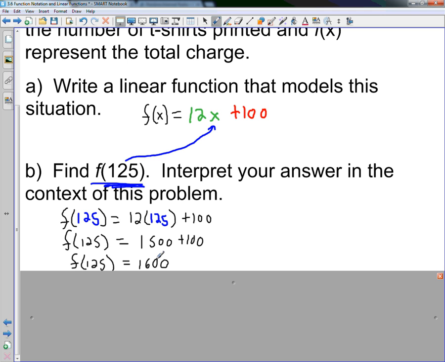So let's think a little bit about what we found. We determined that x is the number of t-shirts. Okay. And the f of x is the total. So this is saying the cost for 125 shirts is $1,600. So we've determined that for 125 shirts it would cost $1,600.